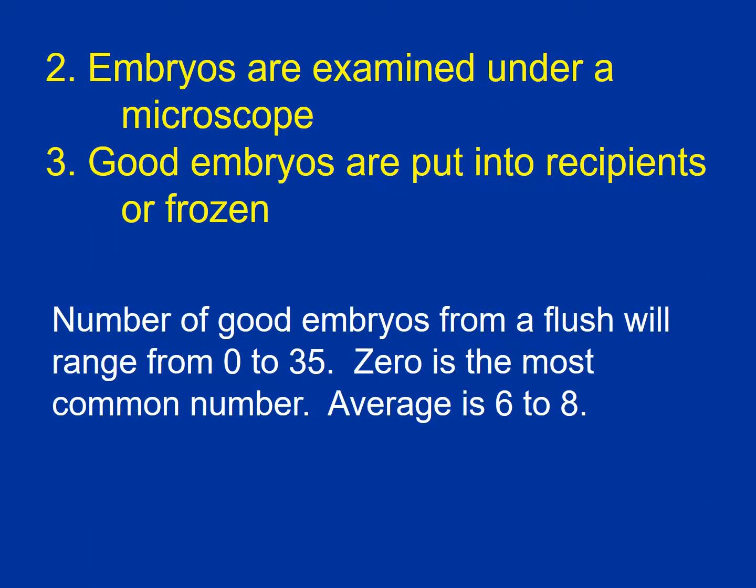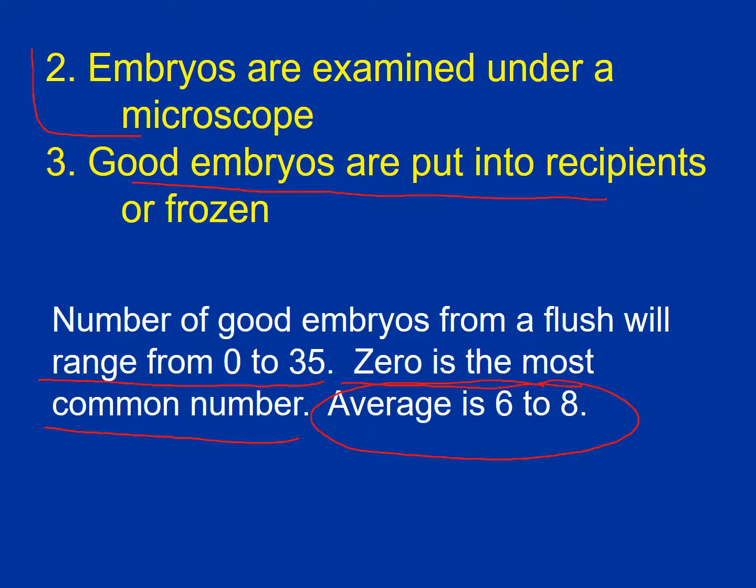The number of good embryos collected will range from 0 to 35. So it's many times hard to really predict how many embryos you're going to get. It's not unusual at all to have 0. The average is probably about 6 to 8 good embryos. So the embryos are examined underneath a microscope. Good embryos are put into recipients, or they can be frozen for later use.